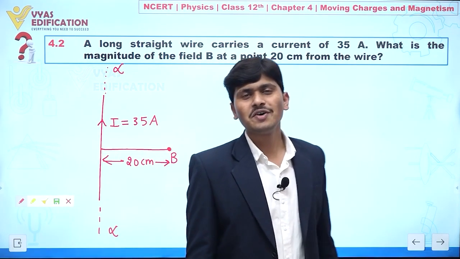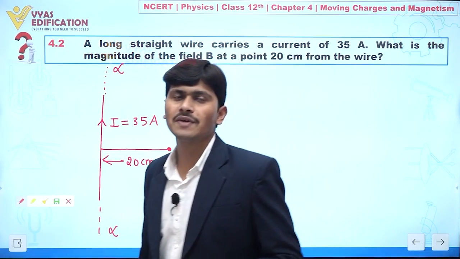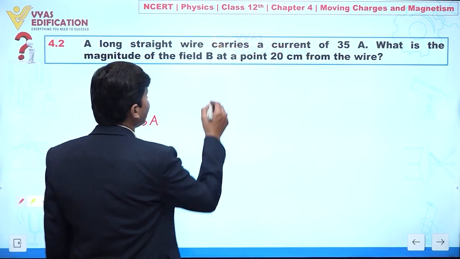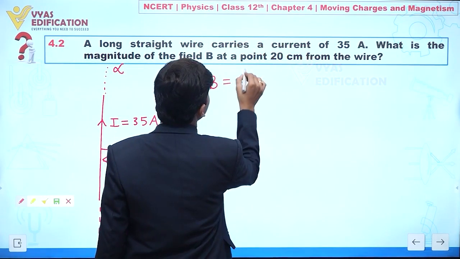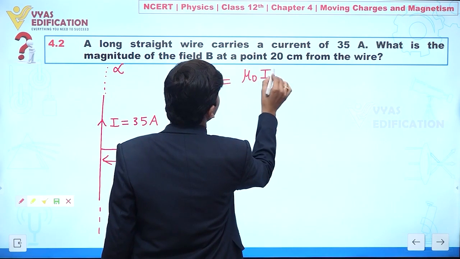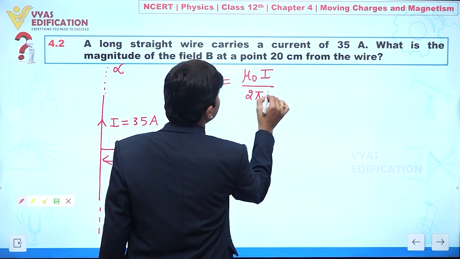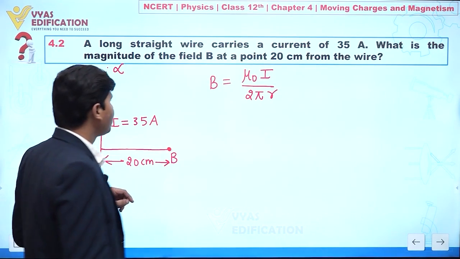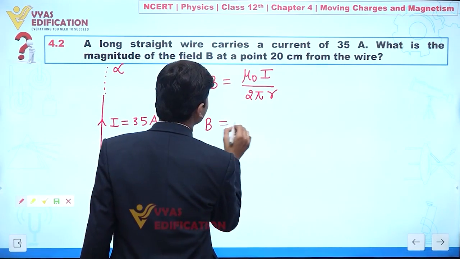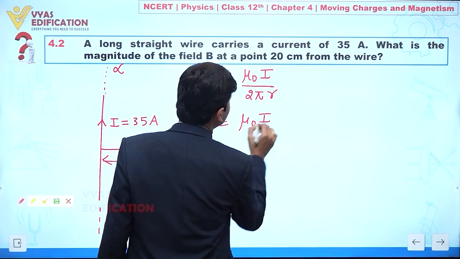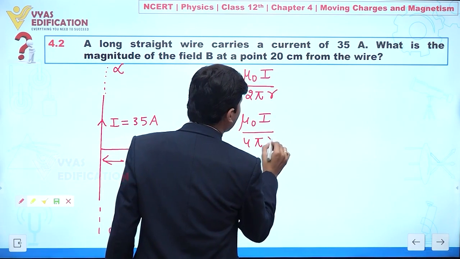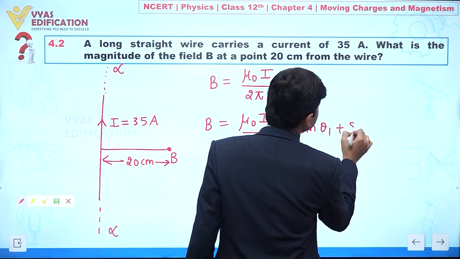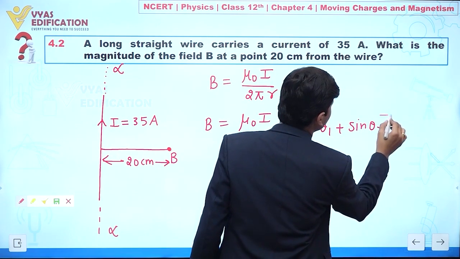Now dear student, do you know the formula of magnetic field due to a long straight current carrying wire? It is given by B equal to mu naught I upon 2 pi r. So where is this formula derived from? From the Biot-Savart law, we know the field is given by mu naught I over 4 pi r times sine of theta 1 plus sine of theta 2.